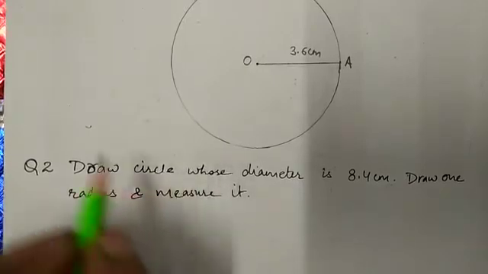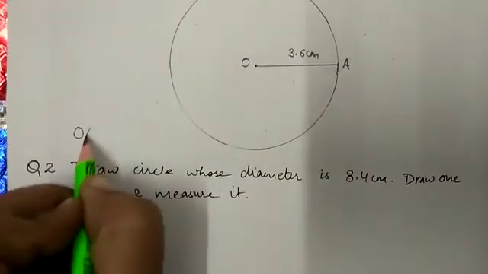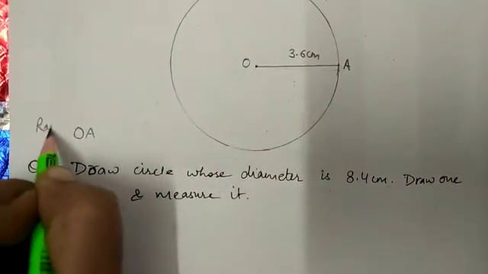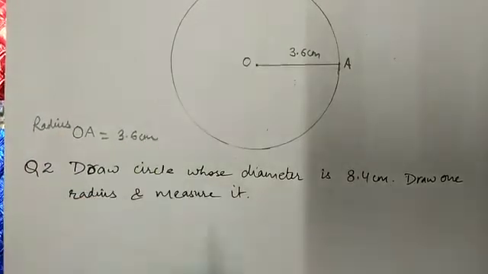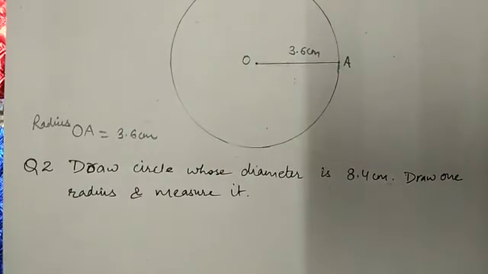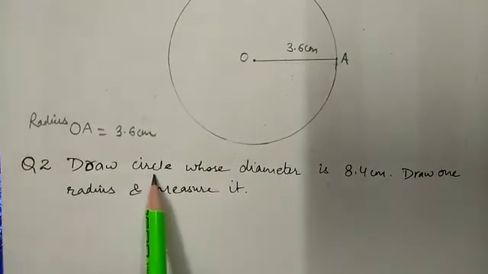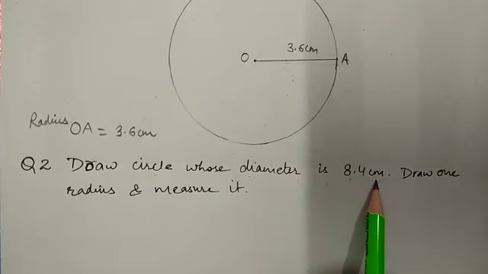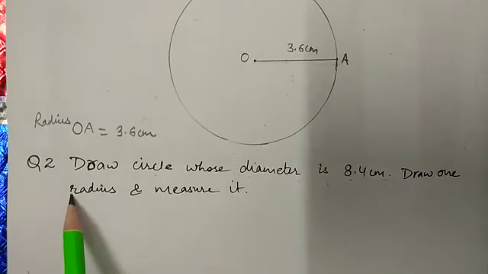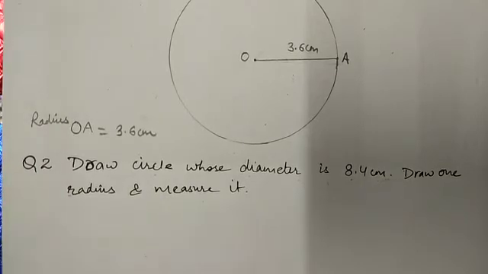Now at the end you can write here radius OA is equal to 3.6 centimeter. Next question, draw a circle whose diameter is 8.4 centimeter and draw one radius and measure it.